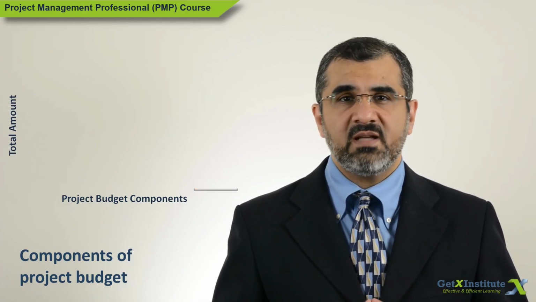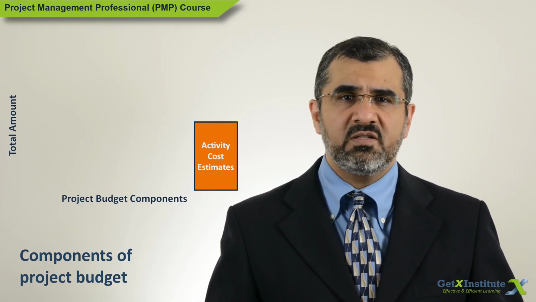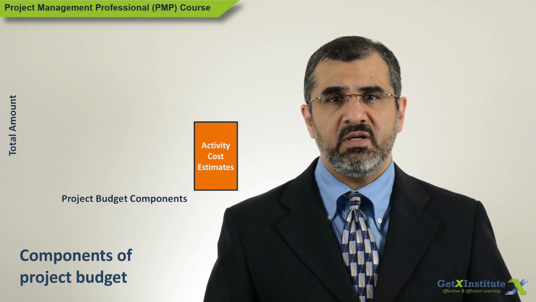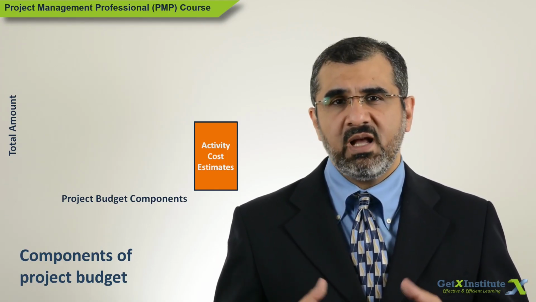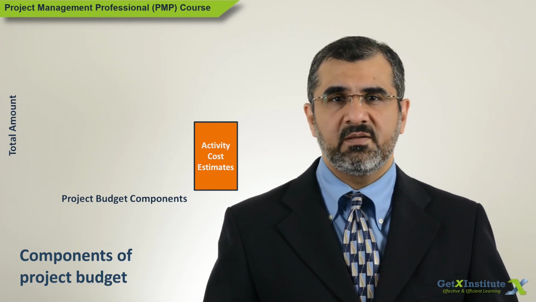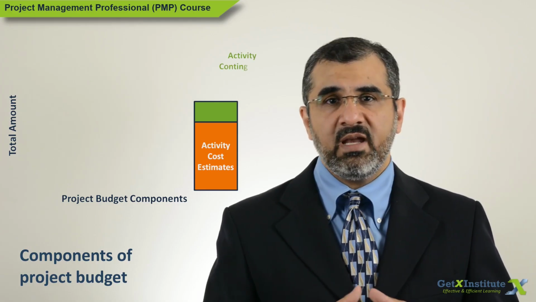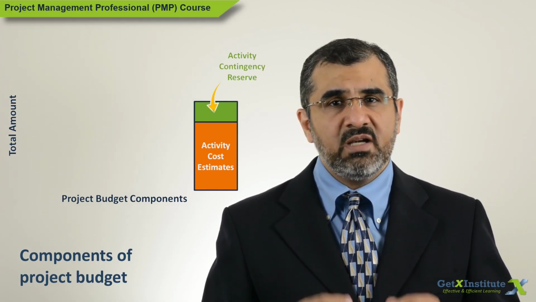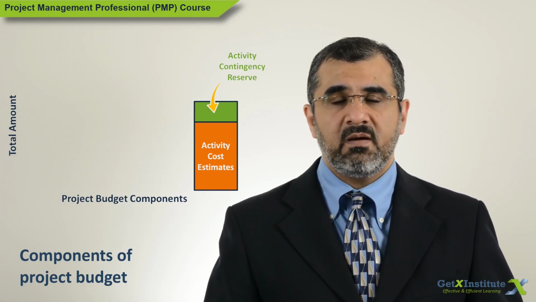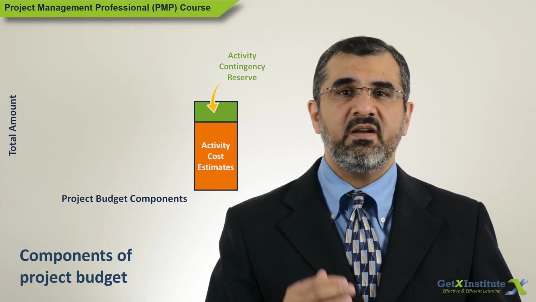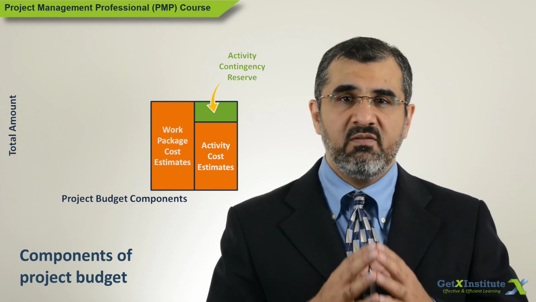The cost estimates are done at the activity level. Various projected costs to complete each activity are determined. These are mainly resource costs, but may also include other potential expenses. If there are risks that exist at the activity level and need to be managed, some contingency reserve may be added to manage those risks. All the estimates for activities under a work package are added up to get the estimate for the work package.